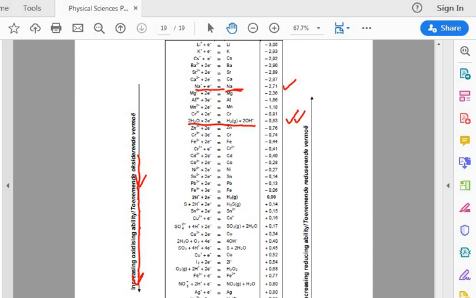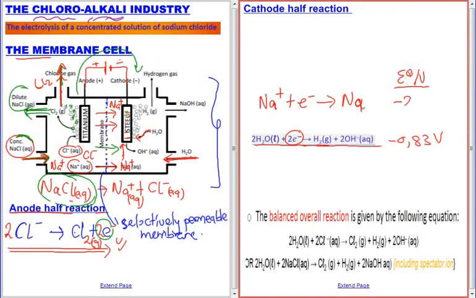But if you want to use the numbers, let's write the negative 2.71. If you still remember what I said, if you have negative 2.71, it means you need 2.71 volts to force this reaction to take place. And here, you also have to force this one to take place, but you only need 0.83 volts. So if you were to choose, which one were you going to choose? Definitely, you were going to choose this reaction over here. So this particular one is going to be our anode half reaction. So keep that in mind.